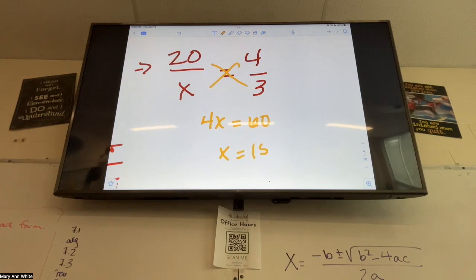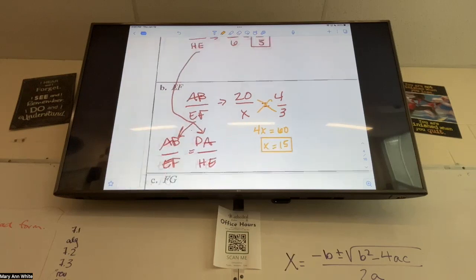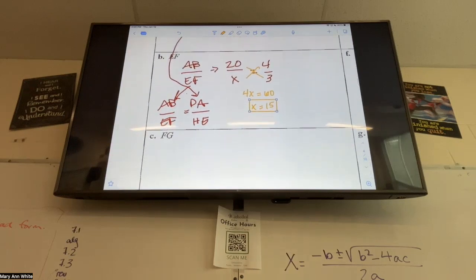It is 15. That's what it is. Okay, I'm going to be quiet. Can you guys find FG without me? And GH without me? Okay, I'm going to do my work at the same time. And I'll actually write out the whole proportion again.